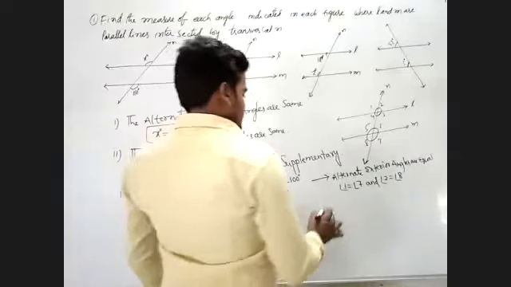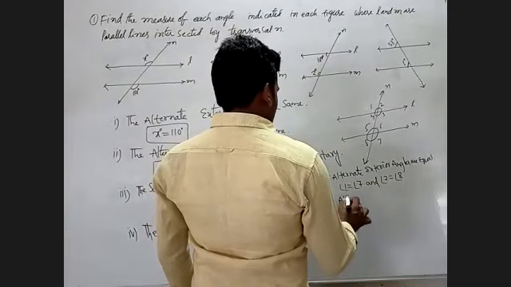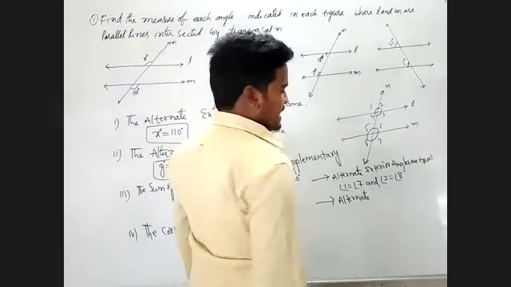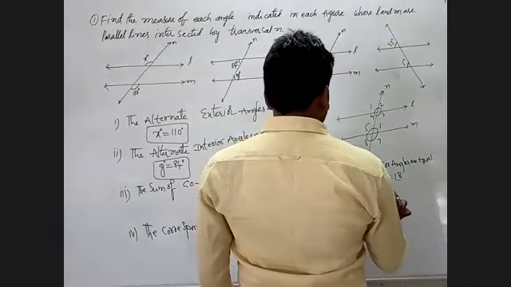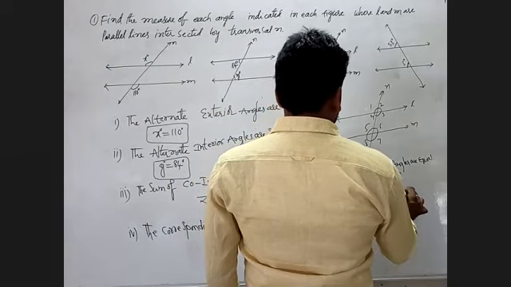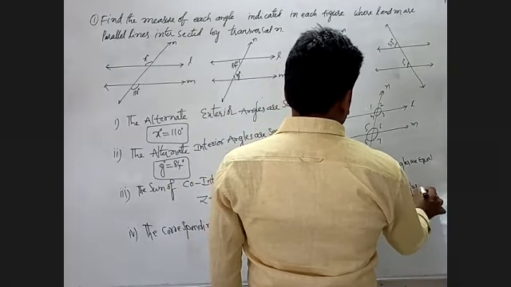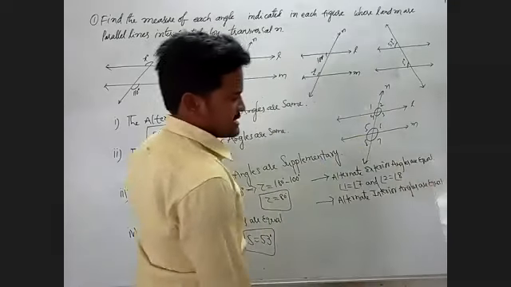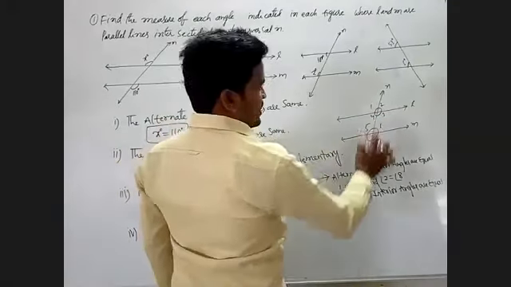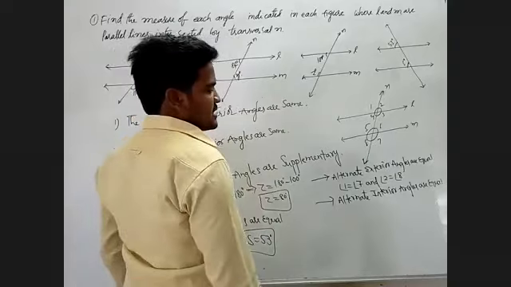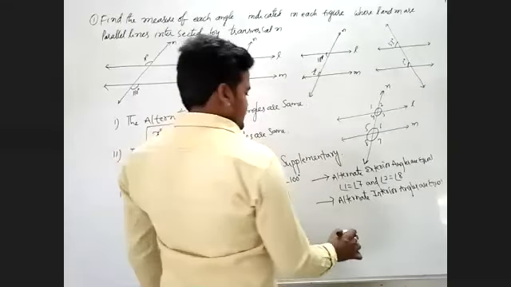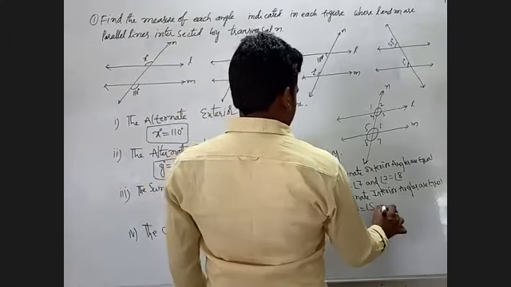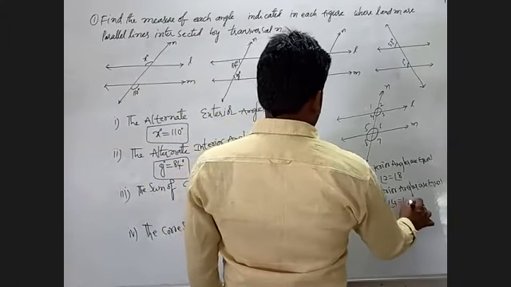After that, the second one is alternate interior angles are the same. Alternate interior angles are equal. What about their interior angles? Here 3, 4, 5, and 6 are interior angles. Their alternate interior angles means angle 3 equals angle 5 and angle 4 is equal to angle 6.